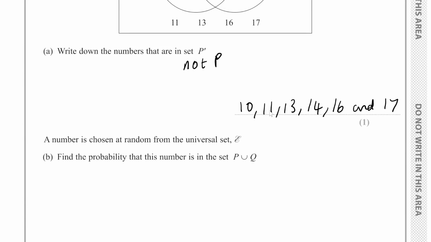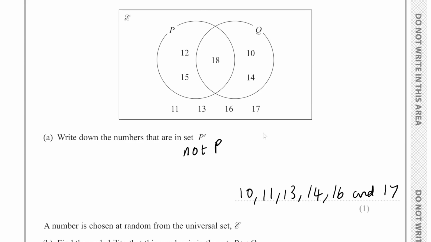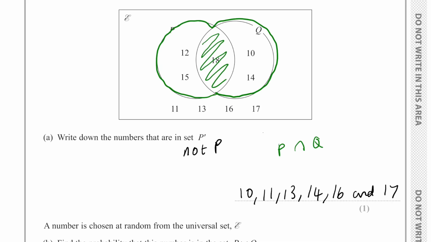A number is chosen at random from the universal set, so everything from our Venn diagram. Write down the probability that this number is in the set, the union of P and Q. So the union of P and Q is everything in P and/or in Q. If it's the intersection, which looks like this, that just means the middle bit. But the union is everything in P and in Q.